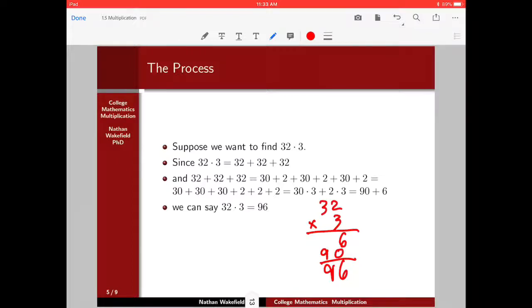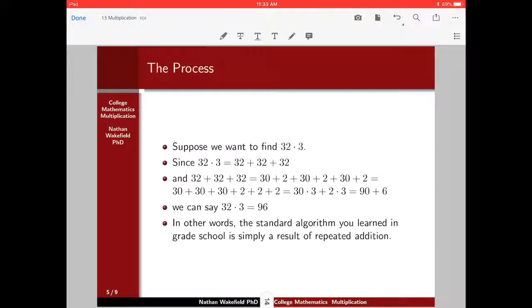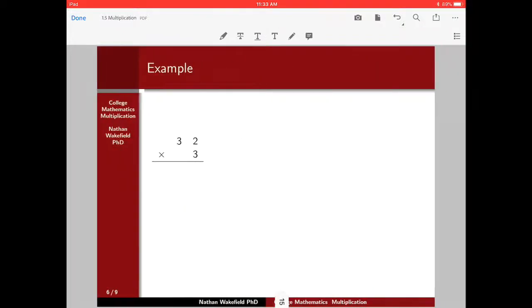So I want to emphasize that this algorithm, the standard algorithm, comes from repeated addition. I'm going to carry that through on the next slide so that you can walk through it step by step. What we really do in the standard algorithm is take 32 times 3. We multiply the 3 times the 2 to get 6. We multiply the 3 times the 30 to get 90. We add those up and we get 96.